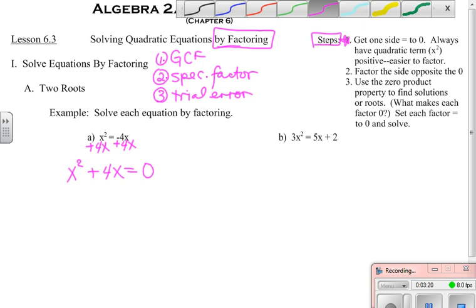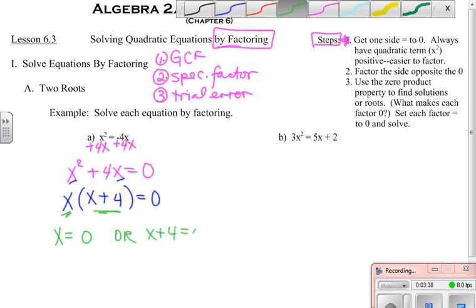When I look at this one, I clearly see I have greatest common factors, so I'm going to factor those out. Now I have two things being multiplied. So x equals 0 or x plus 4 equals 0. Well, this is an answer right here. Subtract 4 from both sides, x equals negative 4. And those are your two solutions. If we were to graph x squared equals negative 4x, that is where it would cross the x-axis.